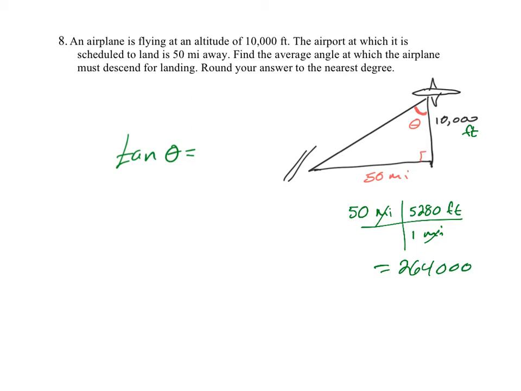Okay, so I have 264,000, right? So I simplify that fraction. I have tangent of theta equals 5 over 132. I'm simplifying by 2,000.